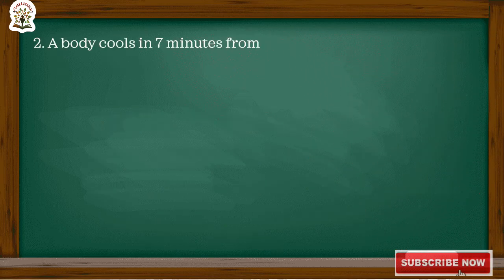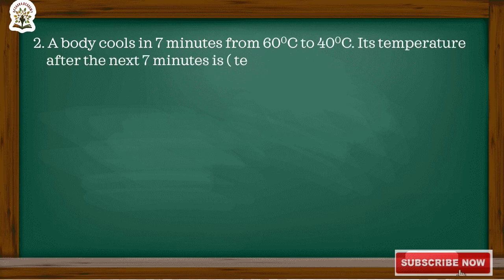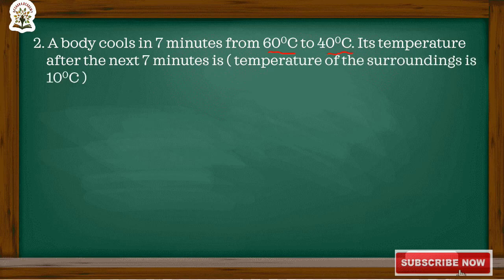A body cools in 7 minutes from 60 degrees centigrade to 40 degrees centigrade. Its temperature after the next 7 minutes is, the temperature of the surroundings they given is 10 degrees centigrade. A body cools in 7 minutes from 60 to 40. Its temperature after the next 7 minutes you have to calculate. In this question, now let us go to the solution.